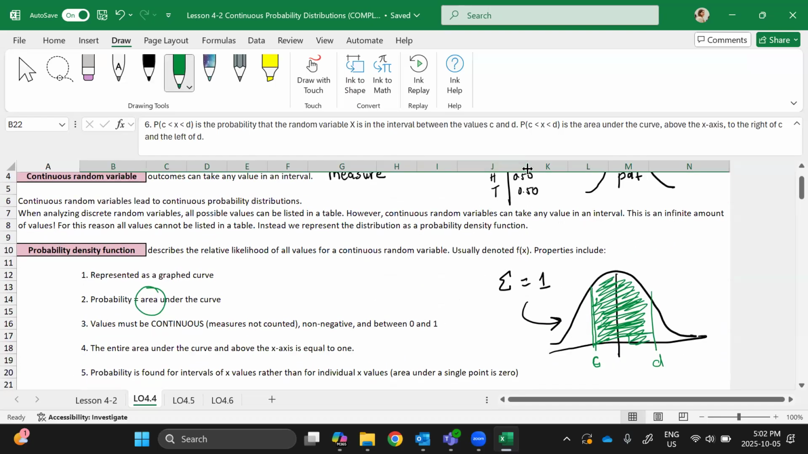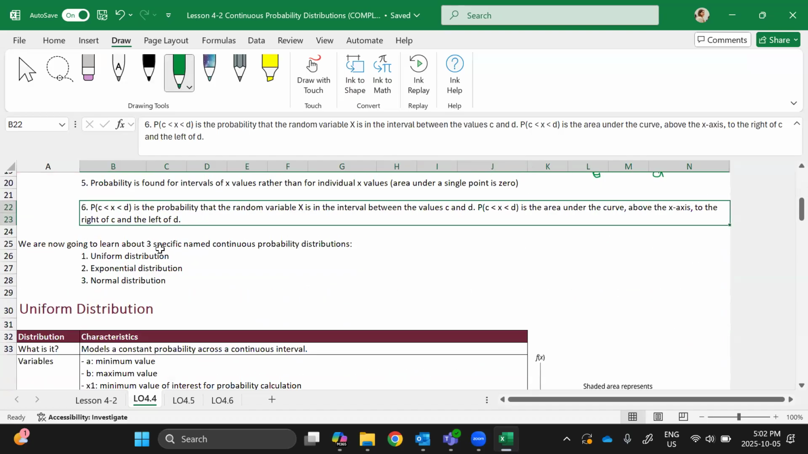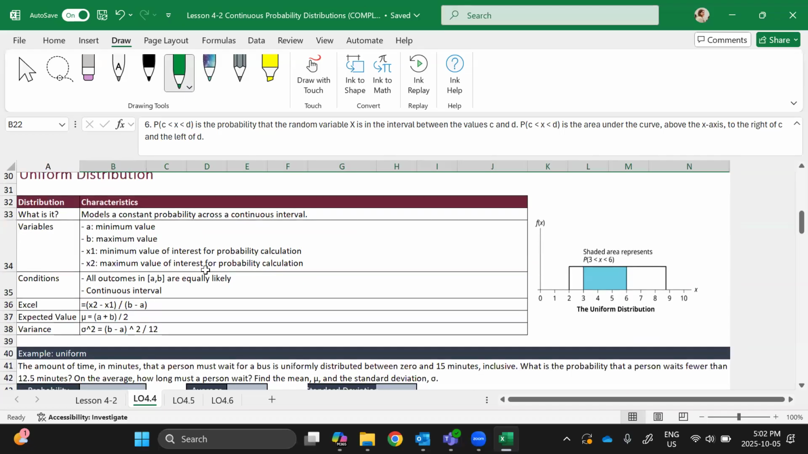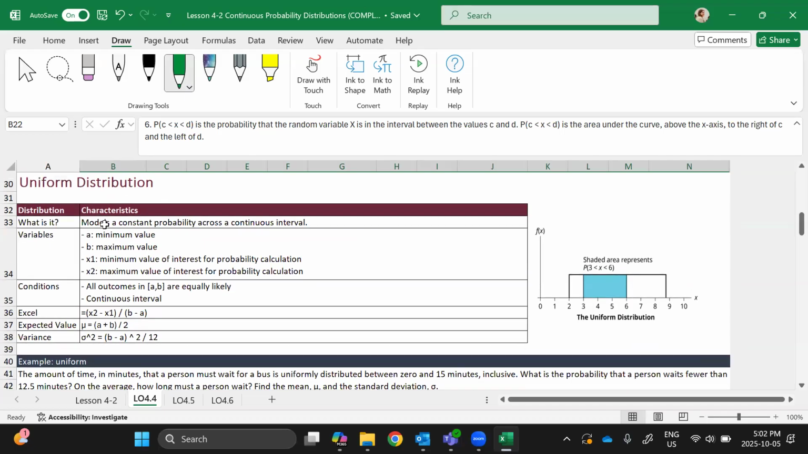Okay, now that you have that general information about a probability density function, represented using a graph where the probability is the area under the curve, now we can learn about three different probability distributions that have special properties and are named. The continuous distributions we'll learn about are called uniform, exponential, and the normal distribution. The uniform distribution is used when you have a constant probability across an interval. So when you graph out a uniform distribution, it actually isn't a curve, it will look like a rectangle.